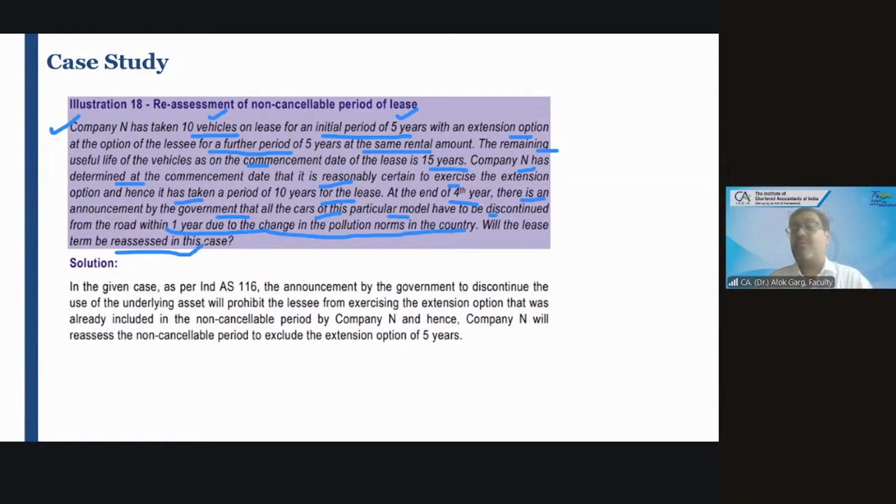So in the given case, as per Ind AS 116, the announcement by the government to discontinue the use of the underlying asset will prohibit the lessee from exercising the extension option that was already included in the non-cancelable period by company N, and hence company N will reassess the lease term to exclude the extension option of 5 years. Okay? Is that clear?